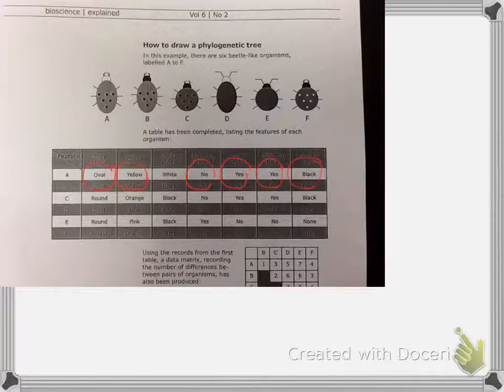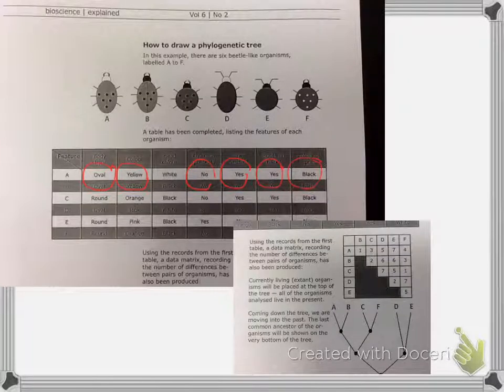There. Perfect. Okay. So A and B only have one difference. And if you look at the chart down here, using that table, we're going to start to compare how many differences things have. So A and B have one difference between them. So let's look at B and C.